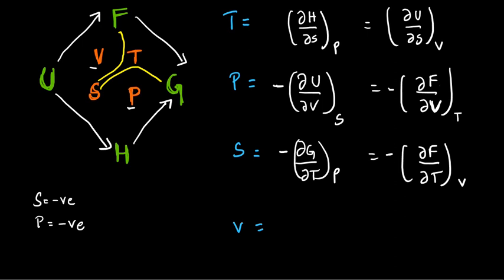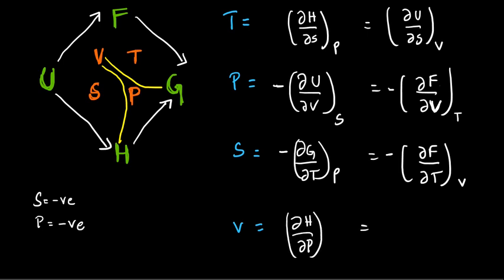And next, for volume V, the path traced is: it goes to H crossing P and goes to G crossing P. So dou H by dou P, dou G by dou P. And now the constant term: when it goes to H, the term remaining is S. When it goes to G, the term remaining is T. So this was the trick to remember the formulas to derive temperature, pressure, entropy, and volume.